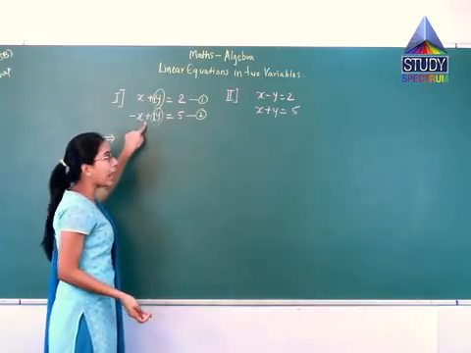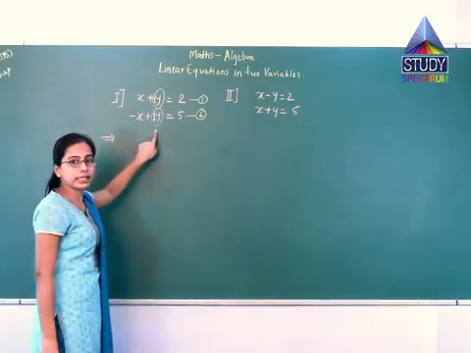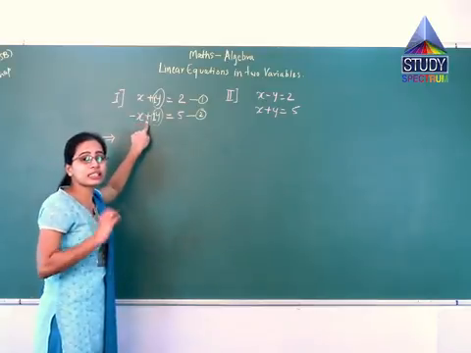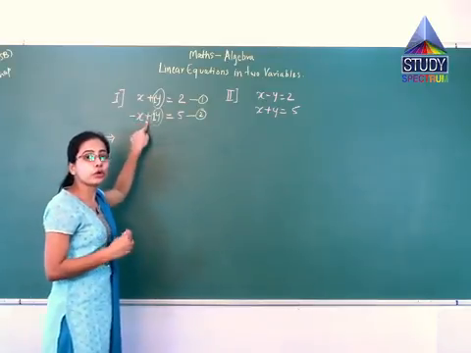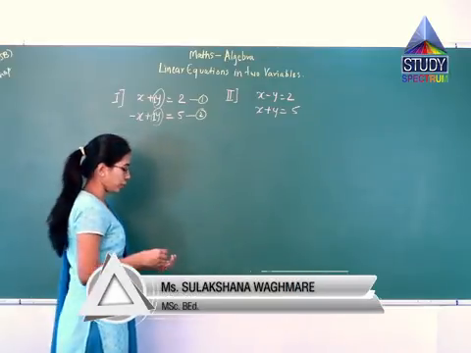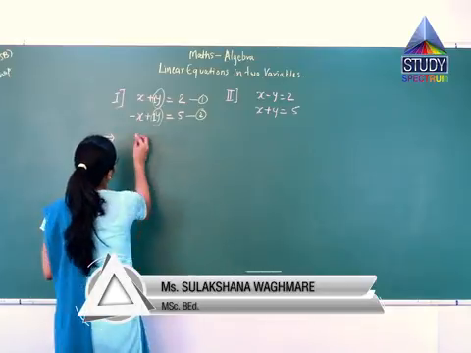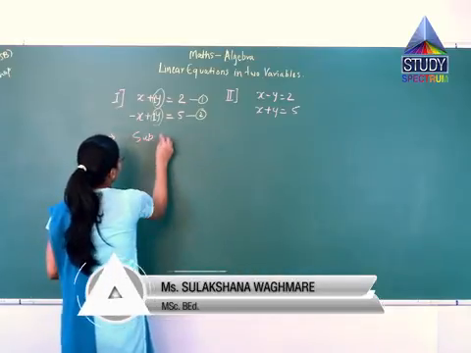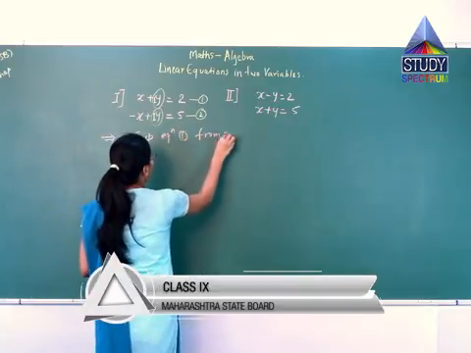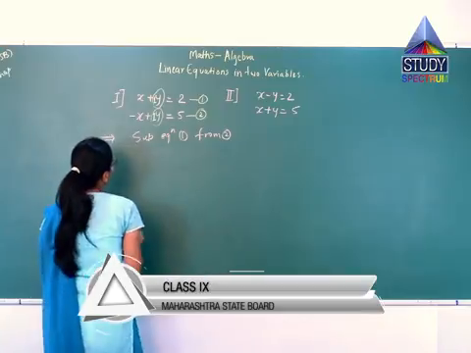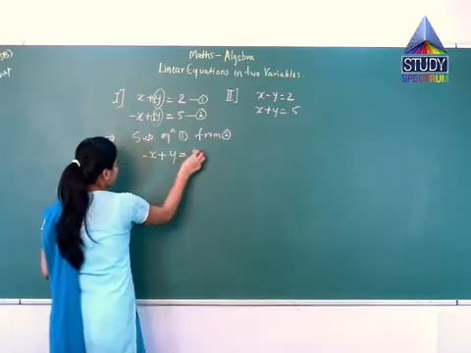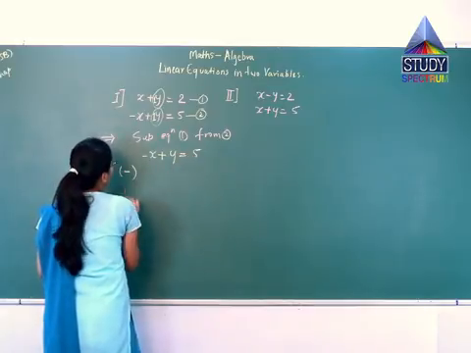So if we add those quantities, y will not get cancelled. If the variables have similar sign and similar coefficient, then we must subtract these two equations. So I will write: subtracting equation 1 from 2. Pay attention here. My equation 2 is minus x plus y is equal to 5, and we are doing subtraction.